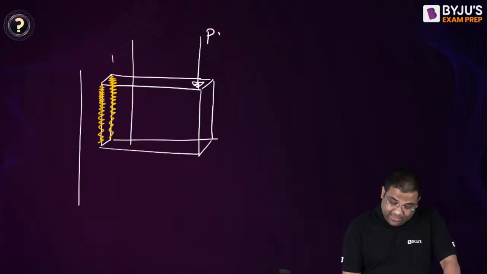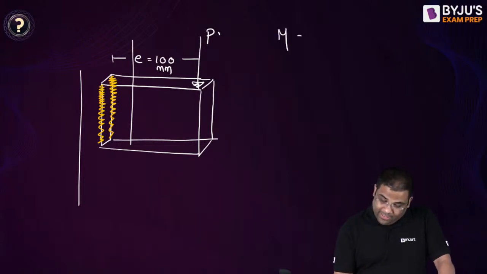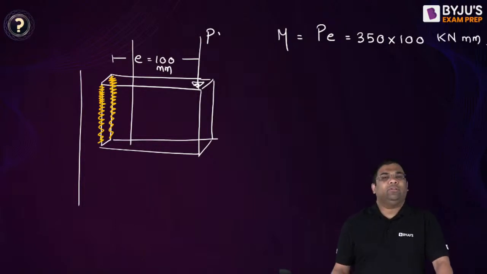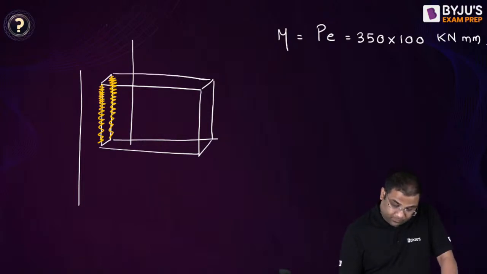So now, since the eccentricity is 100, there will be bending, right? Now, what will be the bending moment? The bending moment will be simply P into E. So P is 350. So write down 350 into 100 kilonewton mm. Very good. Now, when I transfer this load here, there will be two things, right? There will be the force and then there will be the bending moment, P into E. Two things will be there.